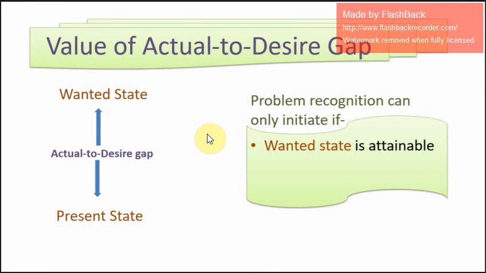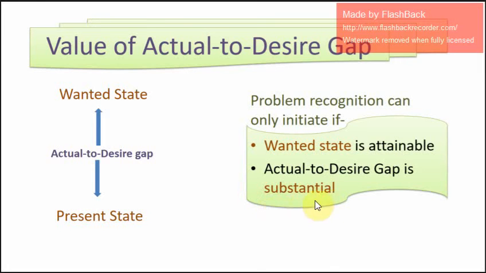The second condition for problem recognition to occur is that this actual to desire gap is substantial. What this means is that this gap should not be too small. We will see in the next slide how it really works out. We'll discuss an example to really understand this.